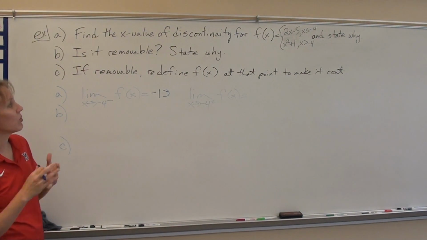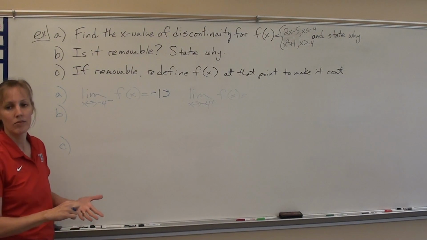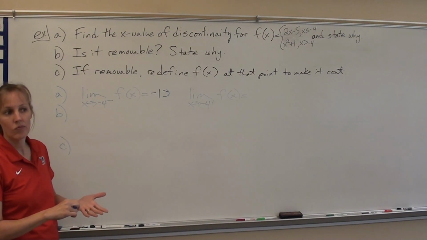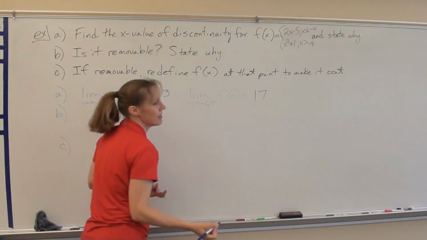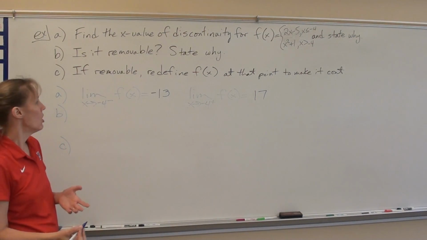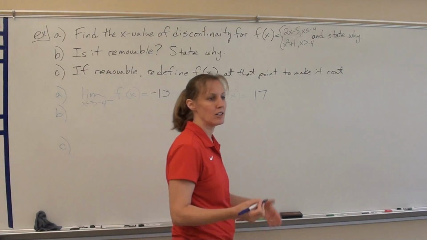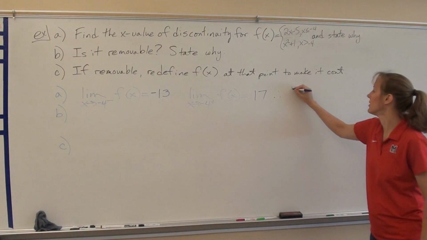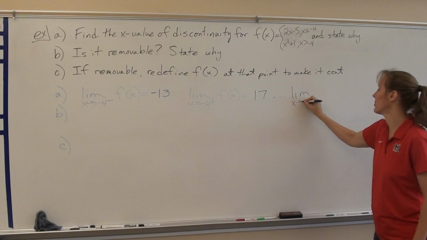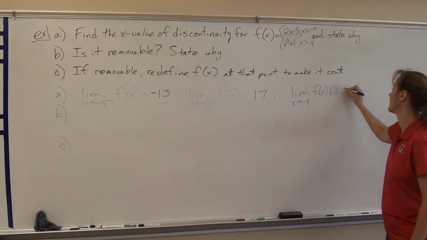The x values from the right of -4, we would use the top or bottom? The bottom, and what do we get? 17, very good. The limit from the left is -13, the limit from the right is 17, so what's the limit? It doesn't exist. Therefore, the limit as x approaches -4 of f of x does not exist.